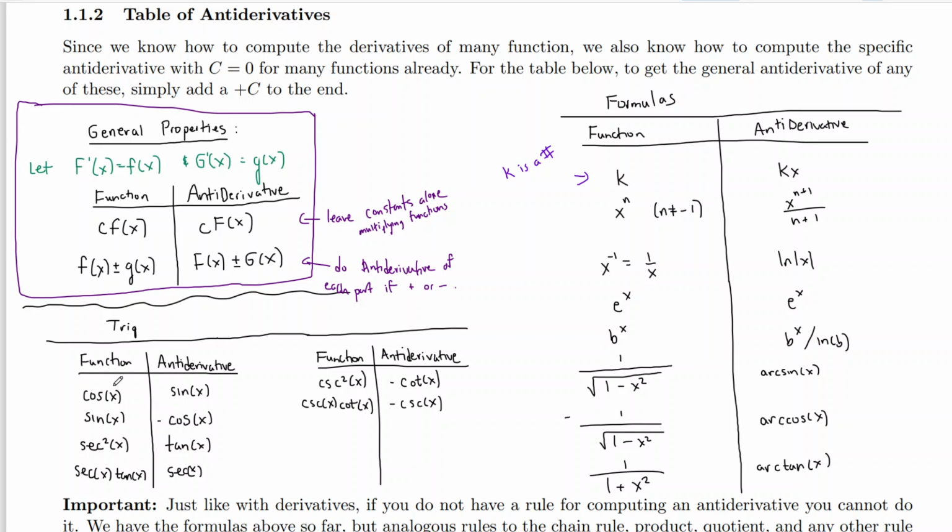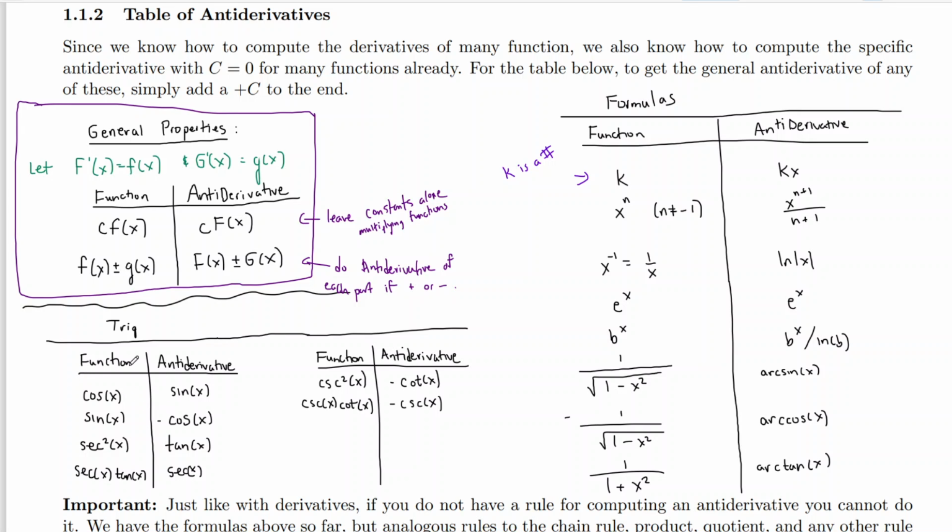We have whatever we're starting with and whatever we want to finish with. So this says the antiderivative of cosine of x is sine of x. If you want to understand why that is true, that's because when we do the antiderivative's derivative, so if we do the derivative of sine of x, we get back cosine of x.